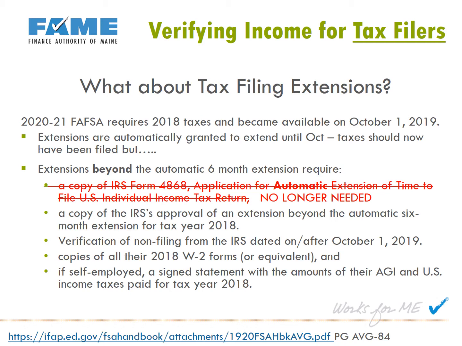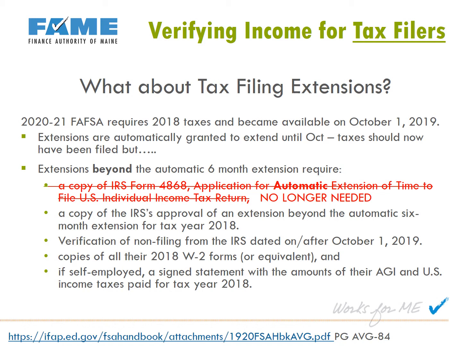If someone has filed a tax extension, this is how we get them through verification. It used to be that we would request a copy of that application for the longer than 6 months. But as you can see in the next bullet down, the school is required to get a copy of the IRS's approval of that extension. If we're getting the approval, we don't need that application. I can't think of anyone who would think to make a copy of this, so we no longer need that. I just wanted to make sure that people are not requesting this anymore. All the student or the parent needs to supply is a copy of the IRS's approval of the extension beyond that automatic 6 months for 2018.